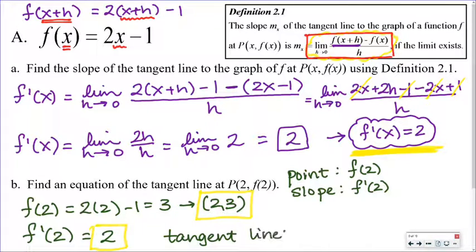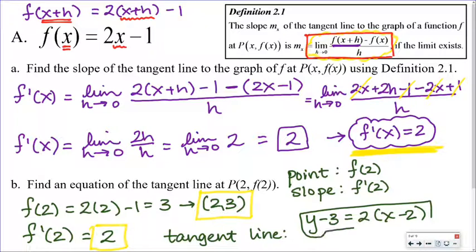Unless you're asked to write it in a specific form, I'm just going to do point-slope form. y minus 3 equals 2 times x minus 2. If you're asked to write it, for instance, in slope-intercept form, you can then multiply it out, and you'll get y equals 2x minus 1. Okay, there we have it.